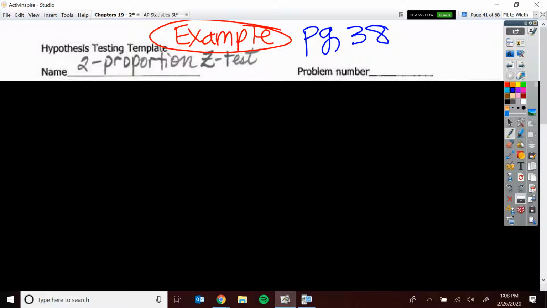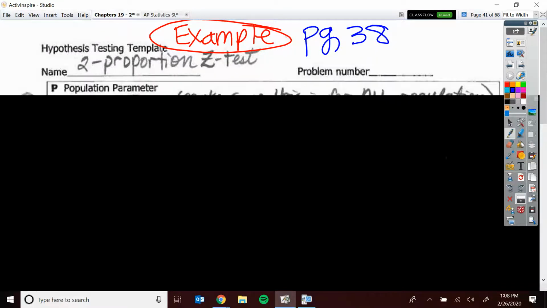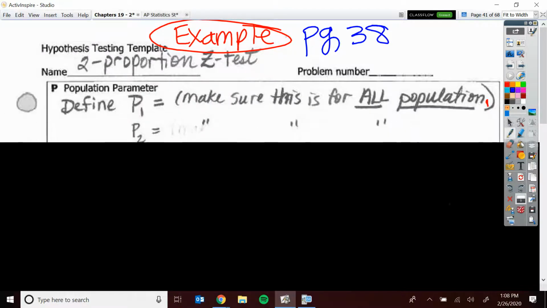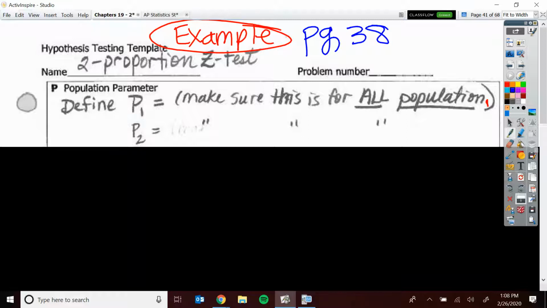So here we go. All right, a two proportion z-test. First thing, parameter. Define your parameter. But how many parameters do we have since we have two separate groups? Two. So you have to define both of them. You're going to make the P1 about the proportion for population 1. And then the second one is going to be about population 2. For example, the proportion of people who experience relief on medicine A, the proportion of people who experience relief on medicine B. Those are your two different populations.